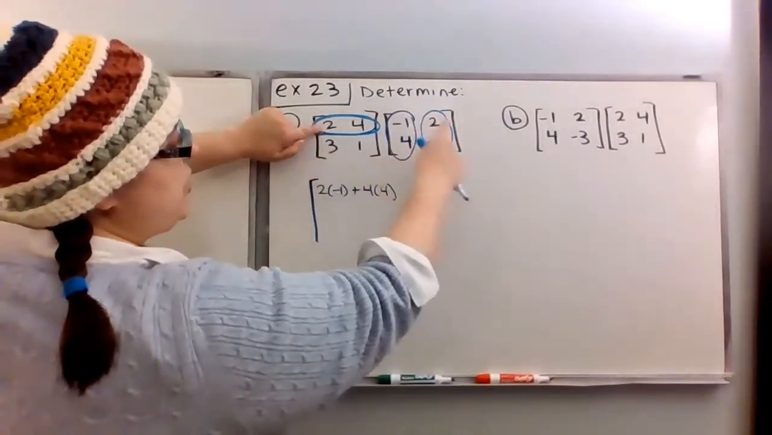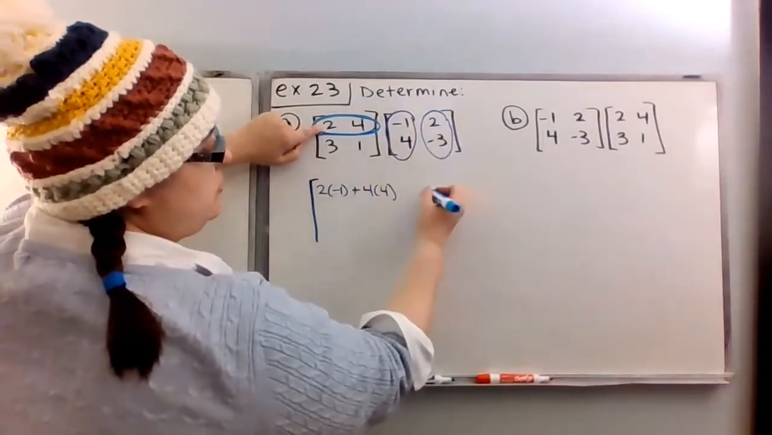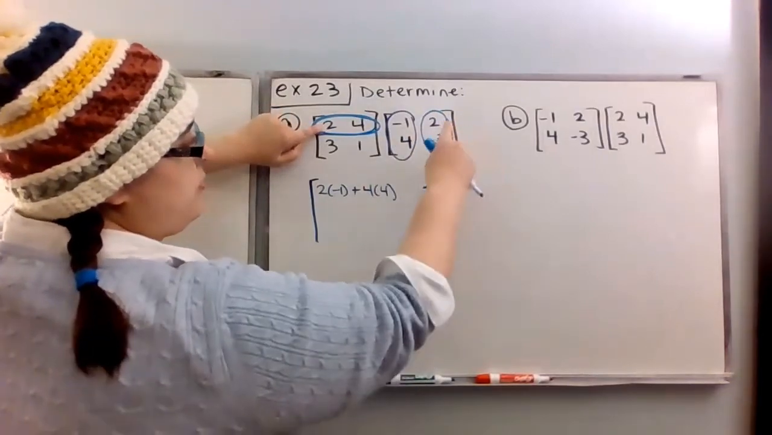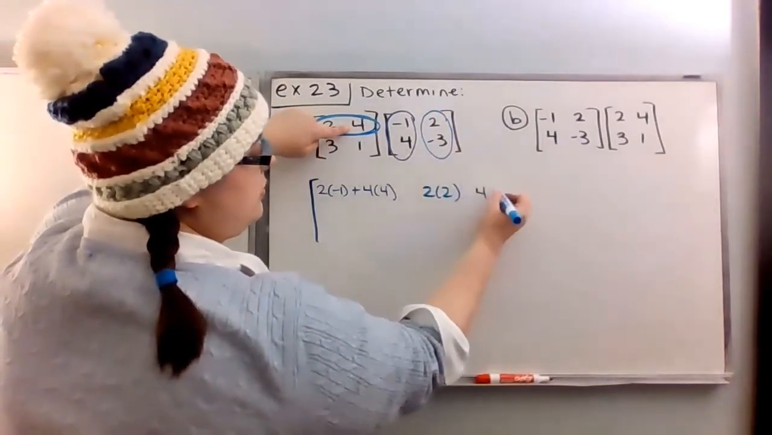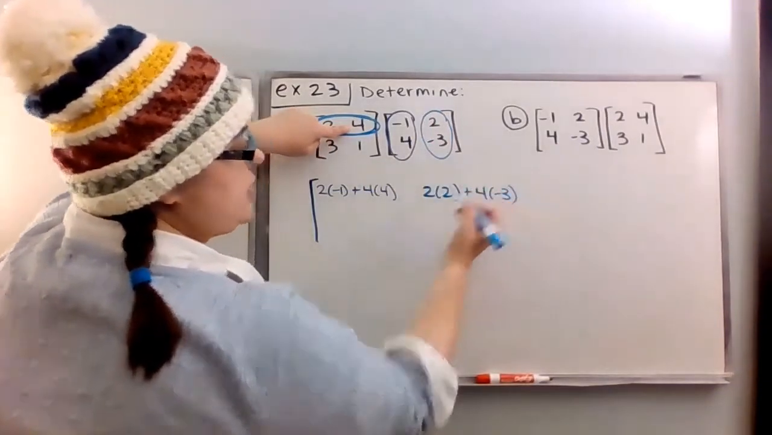So we're going to do 2 times 2 and 4 times -3 and add those together.